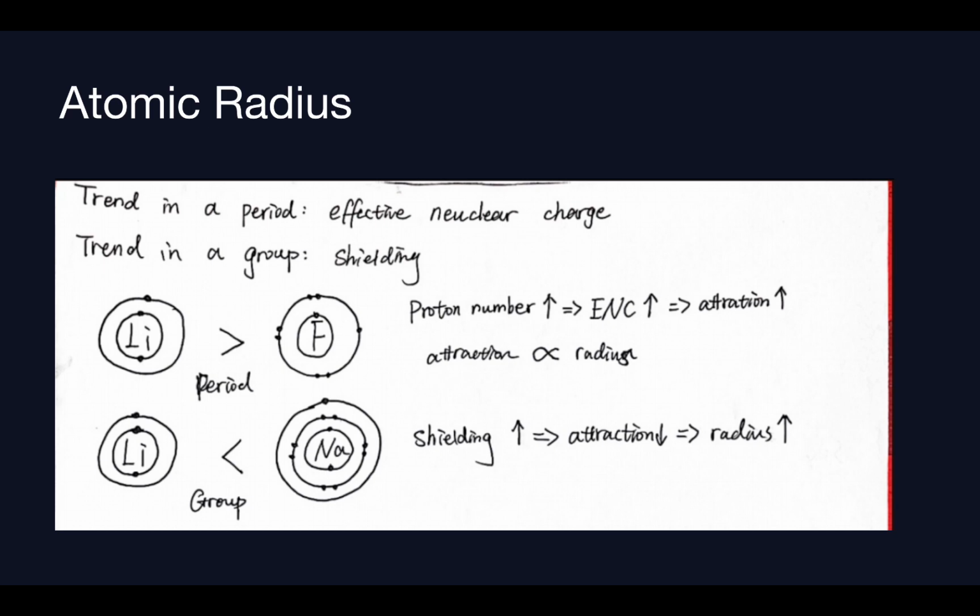The reason is that fluorine has more protons, right? Which leads to a higher effective nuclear charge. Protons hold cations, and electrons hold anions. There's attraction between protons and electrons in this case. Since it has higher effective nuclear charge, it holds more attraction on the outer electrons. So in this case, attraction is inversely proportional to the radius, so fluorine has the smaller radius.